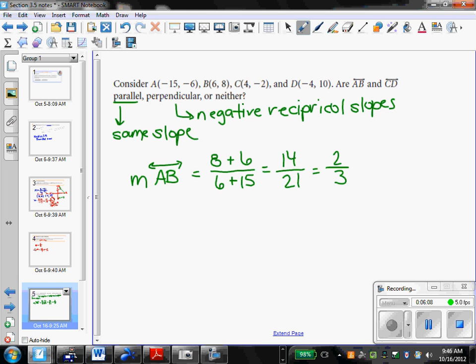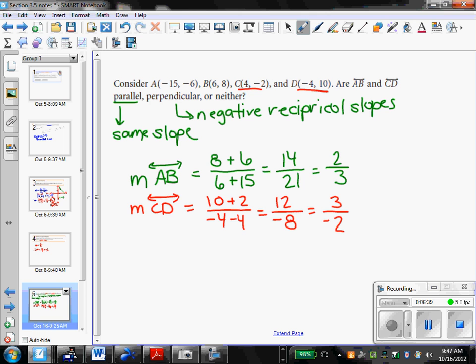Now if I find the slope between CD, I'm going to use these points here for C and D. So that's 10 minus a negative 2 over negative 4 minus 4, which gives me 12 over a negative 8. If I simplify that, I get 3 over a negative 2.